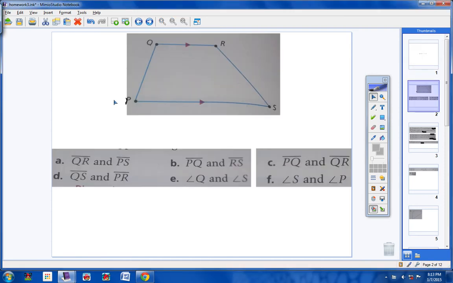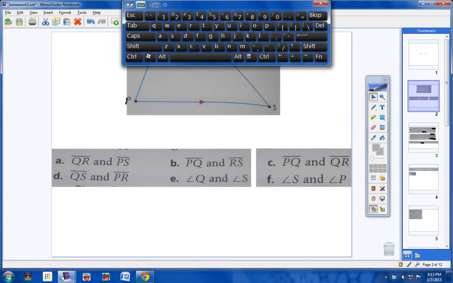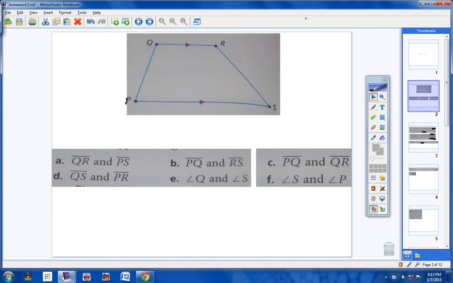Let's start off with number one. Number one says to identify the pair of segments or pair of angles as bases or consecutive sides or legs or diagonals or base angles or opposite angles. Okay, so here we go. Let me get out my red pen here. We're dealing with QR and PS.